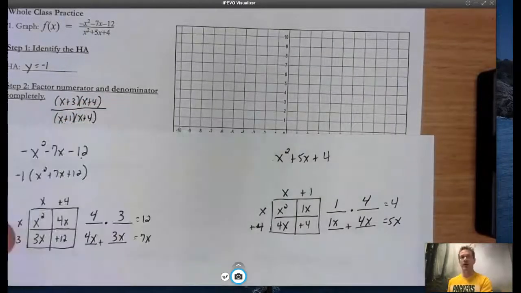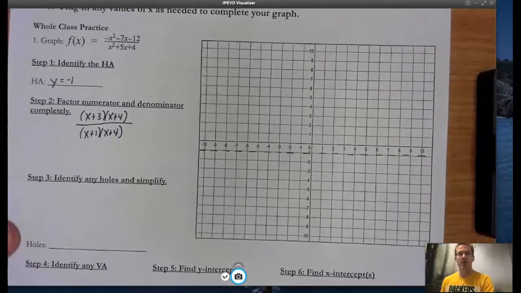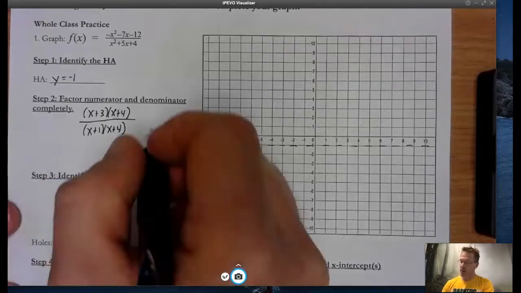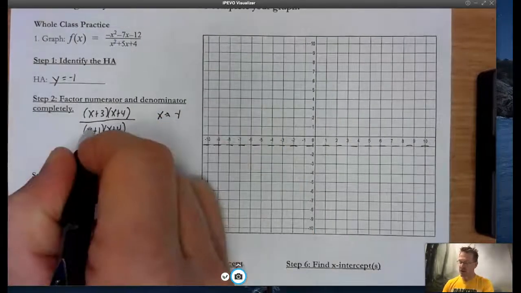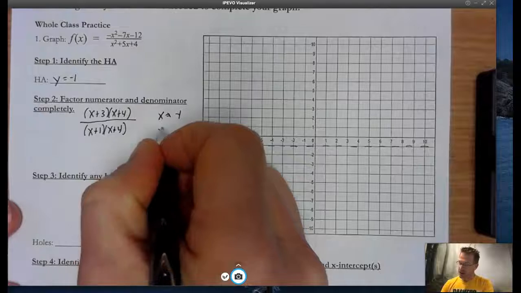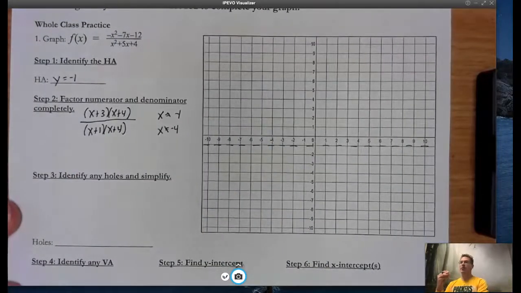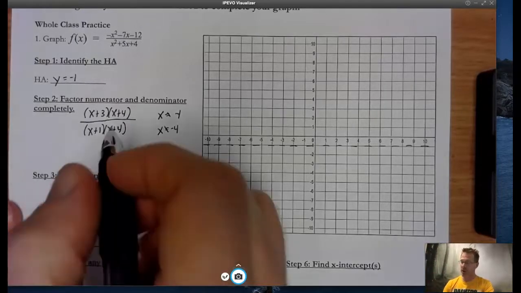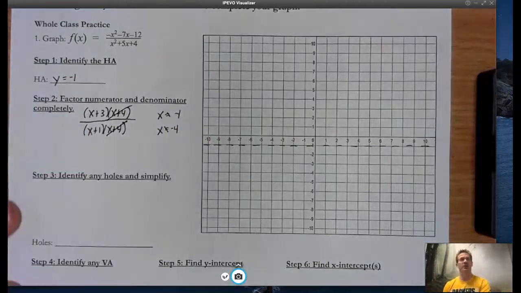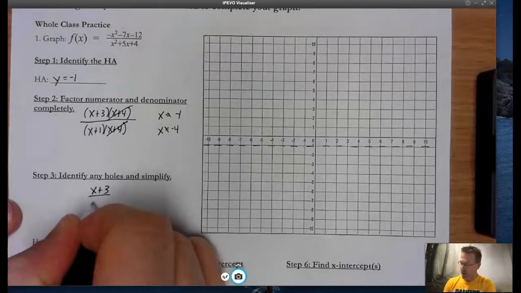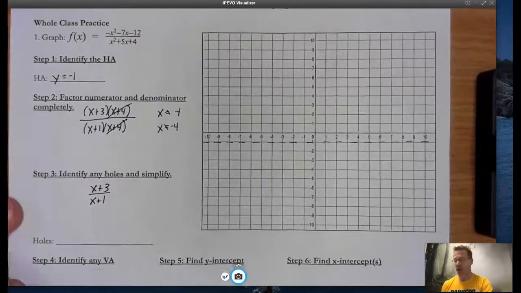Let me just set that to the side for now. So now here's what we know. We have two domain issues. So we know x cannot be -1 because that makes this factor 0. We know x cannot be -4 because that makes this factor 0. Now we're looking for common factors in the numerator and denominator, because common factors are what generate our holes. So that would be the x plus 4. That means when I simplify here, I'm left with x plus 3 over x plus 1. So what I know is I'm going to have a hole at -4.